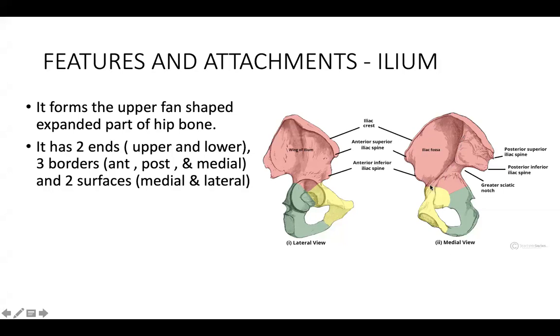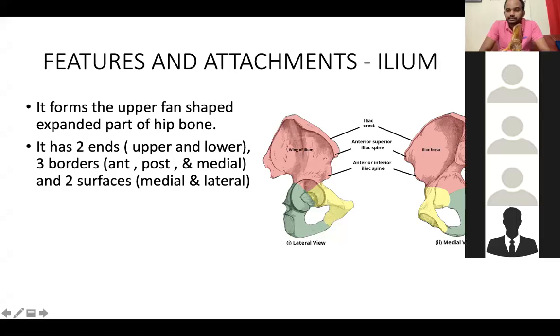So how many borders it has got? Three borders: anterior, posterior, and medial. Two ends, upper end and lower end. And it has got two surfaces, this is a lateral surface. This is a medial surface. Is it clear?